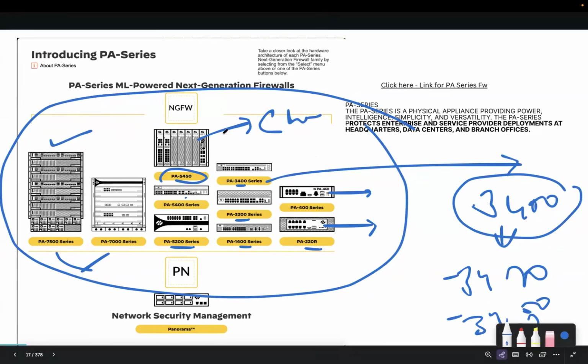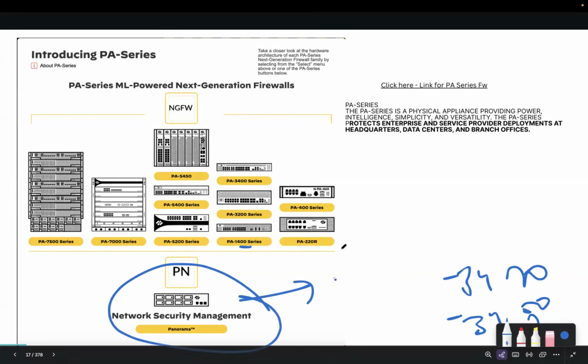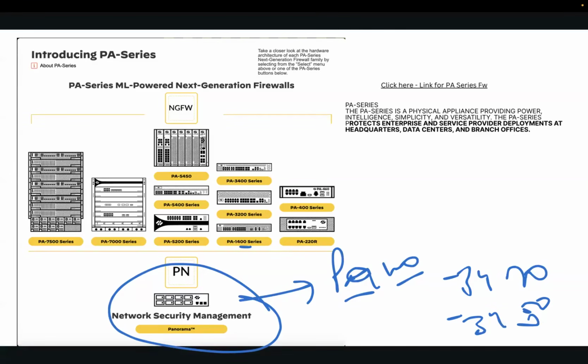Okay. Apart from this PA firewall, we have one more physical firewall, which we call Panorama. Panorama, or Pano, you can call it Pano as well. Understand that Panorama is a physical firewall only, but the purpose is different. The GUI, the configuration, everything is the same. The only difference is the purpose.